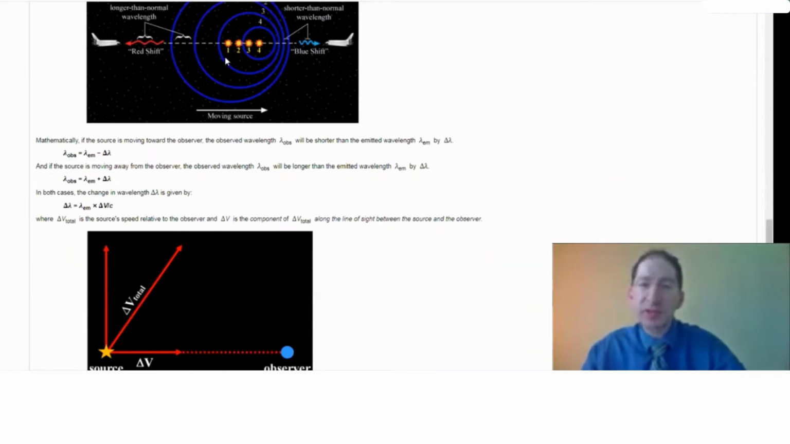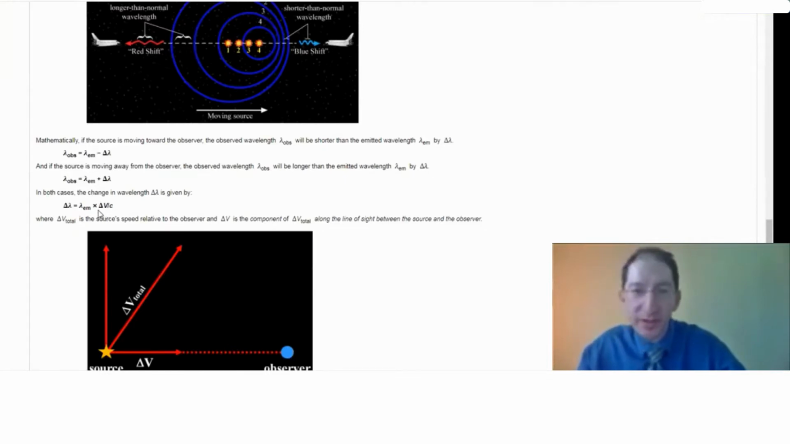If the source is moving towards the observer, the observed wavelength is equal to the emitted wavelength minus the change in wavelength. If the source is moving away from the observer, the observed wavelength is equal to the emitted wavelength plus the change in wavelength, where the change in wavelength is given by this equation, the Doppler shift equation, and that is equal to the emitted wavelength times the component of the source's motion that lies along the line of sight, delta V, divided by the wave's speed, which in this case is the speed of light.